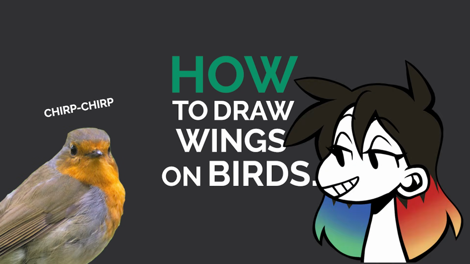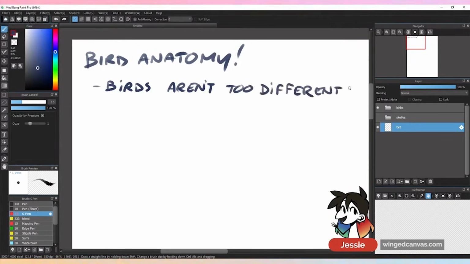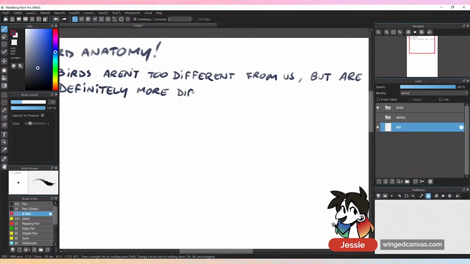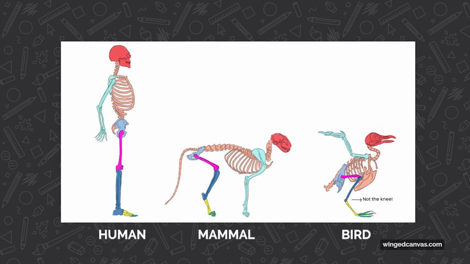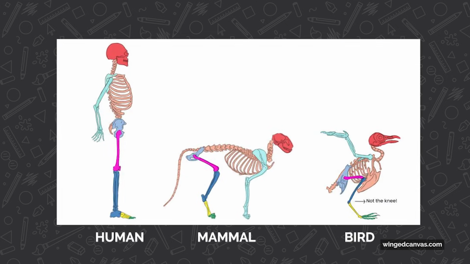We're gonna go over some skeletons, we're gonna go over some birds, but most of all, we're gonna go over wings. So birds aren't too different from us if you really look at them, but they are definitely more different than mammals. Because we are mammals, obviously we're closer to the regular mammal, but birds actually aren't as different as you might think when it comes to our skeletons.